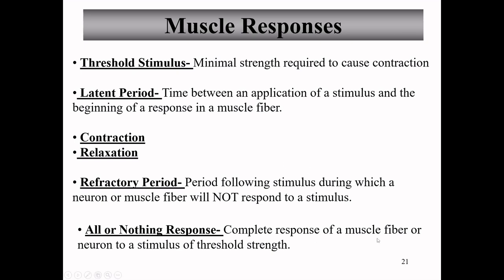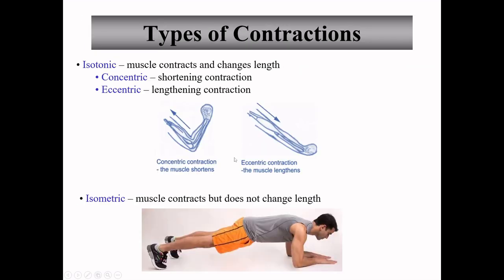Now, the all-or-nothing principle means you can't partially contract a muscle. Either we hit that threshold stimulus and we get that muscle to contract, or we don't. So it's all or nothing. We have to meet that threshold to even get it going. I hope that explains that, and I would absolutely know the definitions for these. These are just super easy test questions to write, so I would 100% know those.